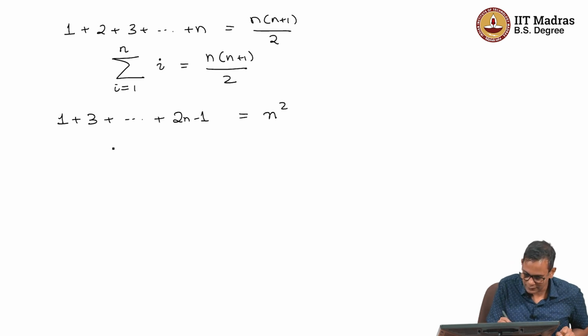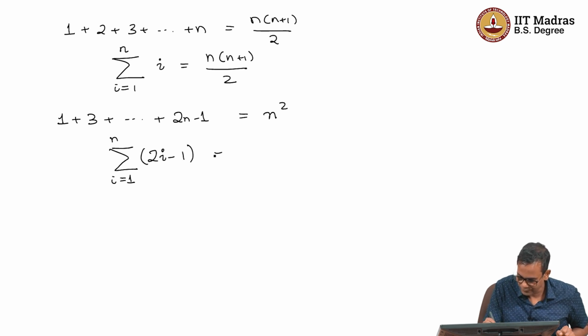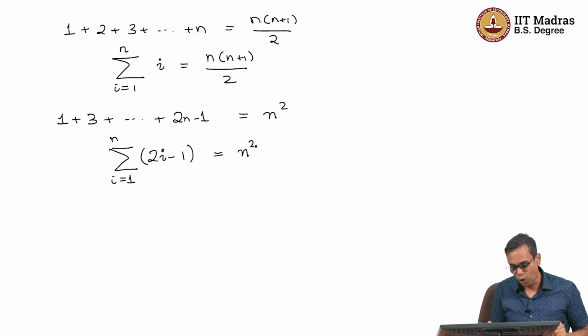So, this I can write as i goes from 1 to n. When i equals 1 I want 1, when i equals 2 I want 3, when i equals 3 I want 5, and so on. So, what I need to write here is 2i minus 1, is equal to n squared. 2i minus 1 is the ith odd number, and so what I am saying is we are adding the first n odd numbers and then we get n squared.